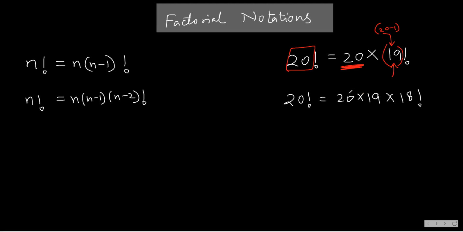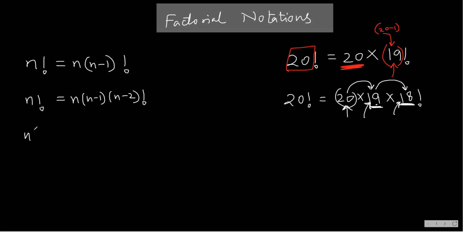So what are you doing? You are going in descending order. So 20, then 19, which is one less, then one more less than this. So effectively, this is two less than this. So this is n minus 1, and this is n minus 2. 20, 20 minus 1, and 20 minus 2. So see, n into n minus 1 into n minus 2 factorial.